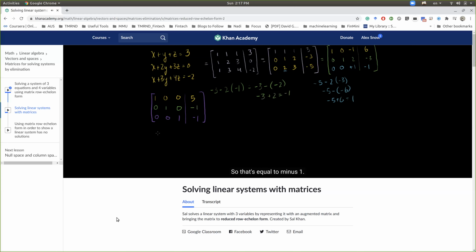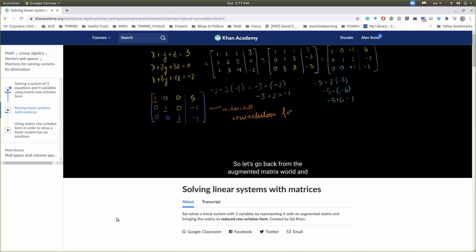And now I have my augmented matrix in reduced row echelon form. My pivot entries are the only entries in their columns. Each pivot entry in each successive row is to the right of the pivot entry before it. And actually I have no free variables. Every column has a pivot entry.